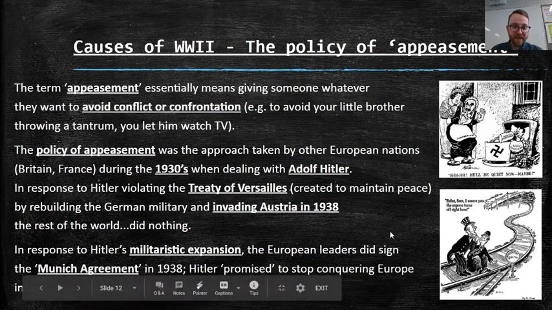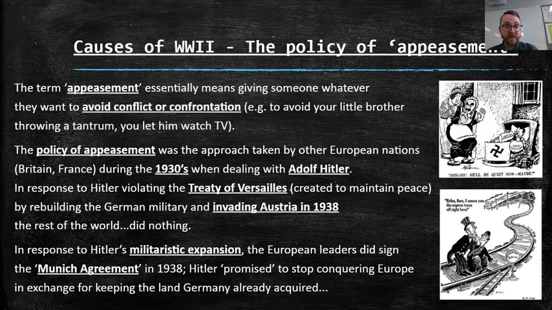Obviously, it didn't work. So because of appeasement, in response to Hitler violating the Treaty of Versailles, who wasn't even hiding it, he was like, come at me, bro. Created to maintain peace, he rebuilt the German military. He invaded Austria. He literally went into Austria. He didn't just invade it. He took it. He annexed it. He said, this is now Germany. Deal with it. In 1938, he annexed Austria, and the rest of the world did, drumroll, nothing.